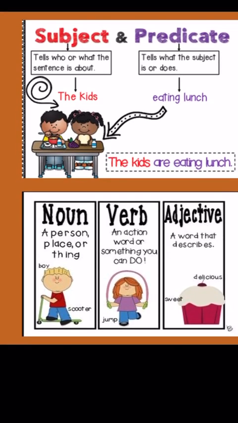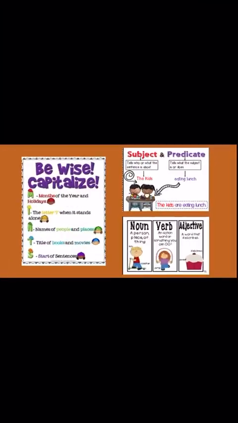Okay, let's review: noun, person, place, or thing. Verb, action word. Adjective, describe. Okay, they gave you a picture of a cupcake. They said it's delicious and it's sweet. That tells you about that cupcake. An adjective is a describing word. Okay, good. Let's go ahead and move on.